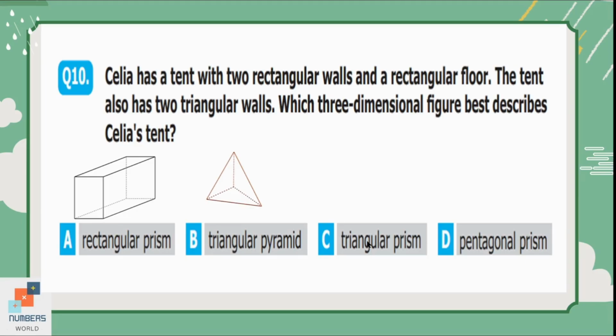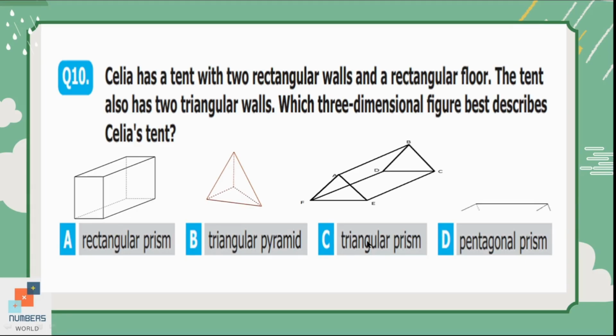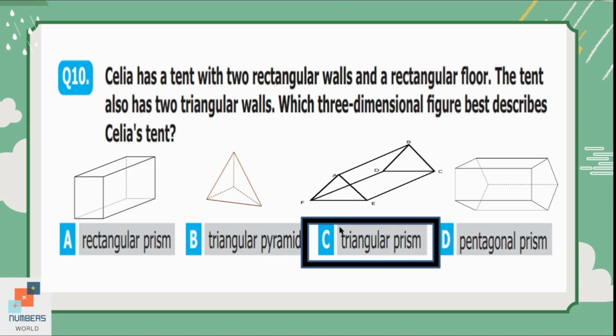We are left with option C, that is a triangular prism, and option D, pentagonal prism. In pentagonal prism, there is no triangle, so that's why option D is also incorrect. Option C has 3 rectangles and 2 triangles. So option C is the correct one because it is representing the given information correctly.